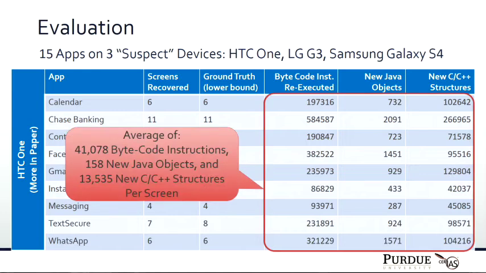Some other really interesting results, these are metrics from the re-execution piece. You can see that it takes a tremendous amount of re-execution to rebuild these screens. We found an average of over 40,000 bytecodes re-executed, and over 150 new Java objects and over 13,000 new C, C++ structures per screen. So this is all of that data that was previously lost that has to be rebuilt through this re-execution.